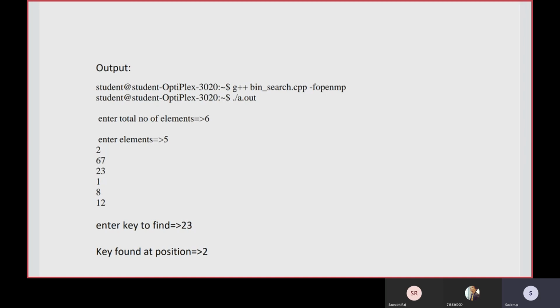If you see there, because I have considered 2, 67, and 23. 2 is the 0th element there, and 67 is first, and 23 is the second element. So in that case, key found at position 2. In this way, the binary search algorithm will work.